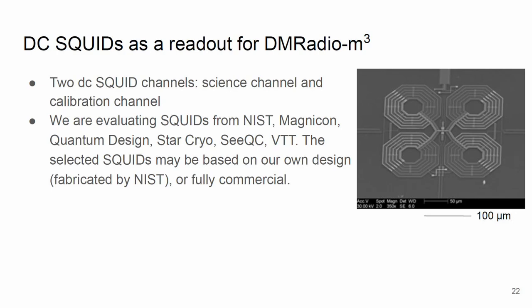So in this experiment, we'll be using all available technologies. One of these technologies that we plan to use are DC SQUIDs. We're planning on having two DC SQUID channels, one for science, one for calibration. We're evaluating various SQUIDs from various manufacturers, including more homemade ones and commercial ones, such as this one.